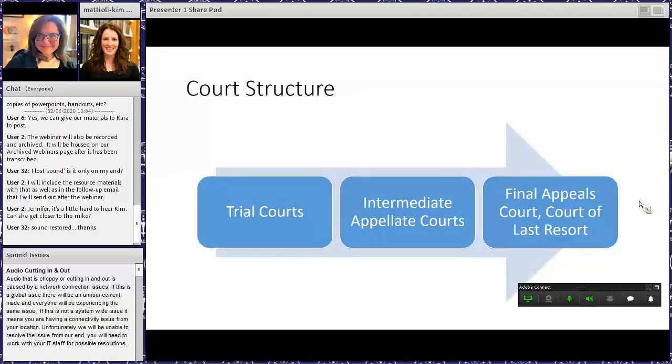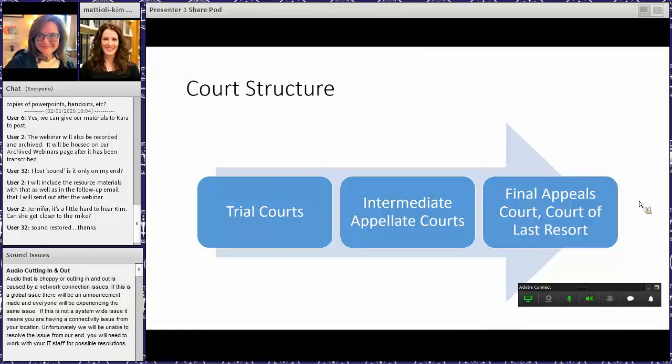Okay, so let's talk about court structure, because you need a really clear understanding of how things are organized before you're able to fully understand how you can research cases. The first and most important thing to be aware of when you need to do any sort of case law research is that there are two main court systems in this country, and they operate independently from one another.